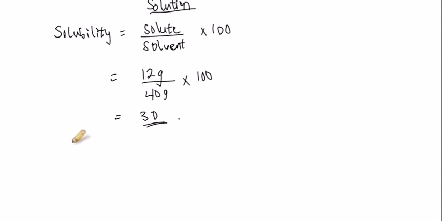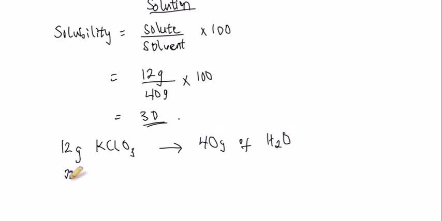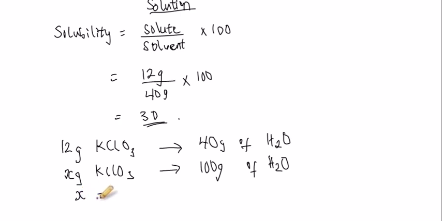Hence we say that 12 grams of KClO3 will dissolve in 40 grams of water. Then X grams of KClO3 will dissolve in 100 grams of water. So making X the subject, X equals 12 multiplied by 100 divided by 40, and that will be equal to 30. So the unit is grams here. So that means 30 grams of KClO3 will dissolve in 100 grams of water.